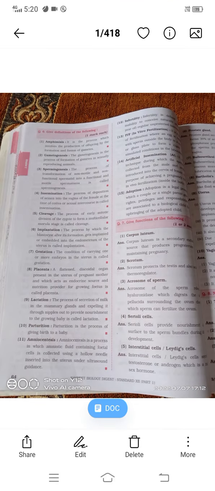Acrosome of sperm. The acrosome of the sperm releases hyaluronidase, which digests the zona pellucida surrounding the ovum, due to which sperm can fertilize the ovum.